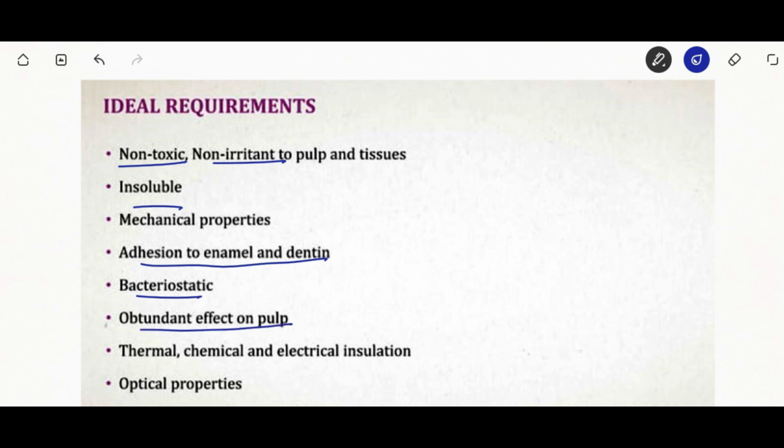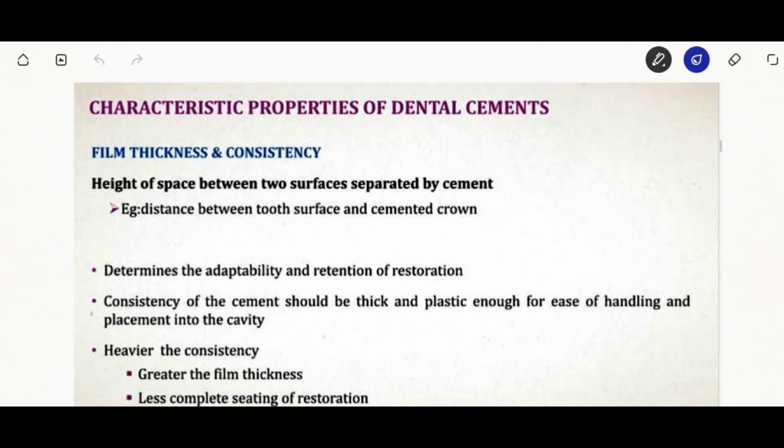So let us discuss the characteristic properties of these dental cements. The first comes the film thickness and consistency. Film thickness is an important property, especially for the luting cement. The thinner film is more advantageous to luting.